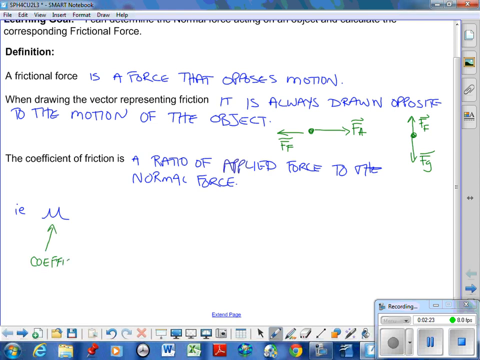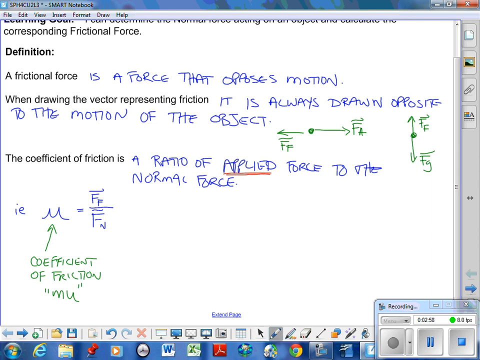Coefficient of friction. And we pronounce it mu. All right, and it is a ratio of the force of friction compared to the normal force. Okay, so force of friction over the normal force. So up here I had mentioned it's applied force, and we'll talk about it in a little bit more detail, but it is that frictional force.